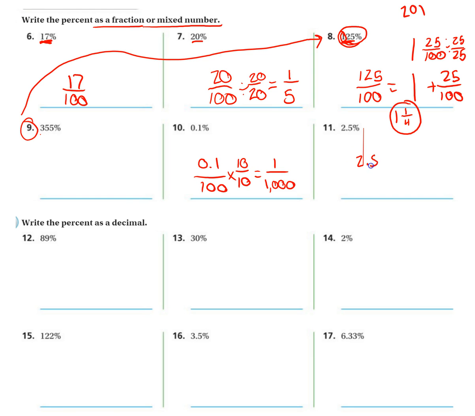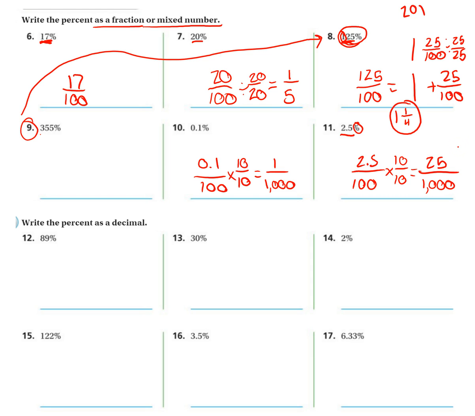Same thing here. I have 2.5 over 100. Remember, percent means per 100. How many per 100? 2.5, but we don't want to leave that decimal. Again, I want to move the decimal to the right to get rid of it, so I'm going to multiply by 10. It's going to give me 25. If you want to move the decimal just once, you multiply by 10. If you need to move it twice, you multiply by 100. If you need to move it 3 times, you multiply by 1,000, and so on. And then that's going to give me, again, 1,000.